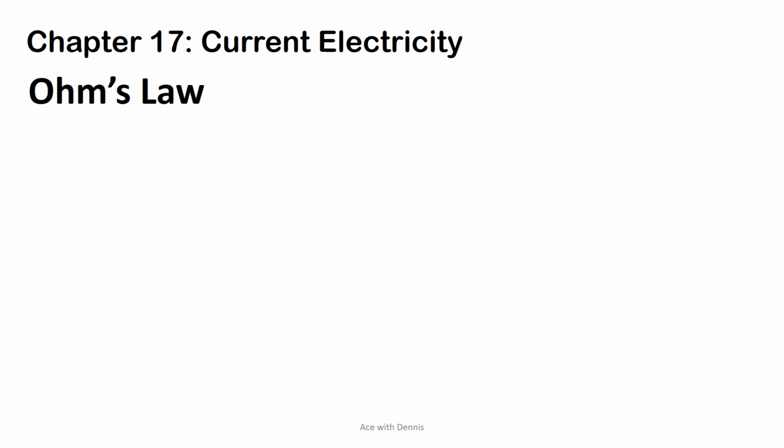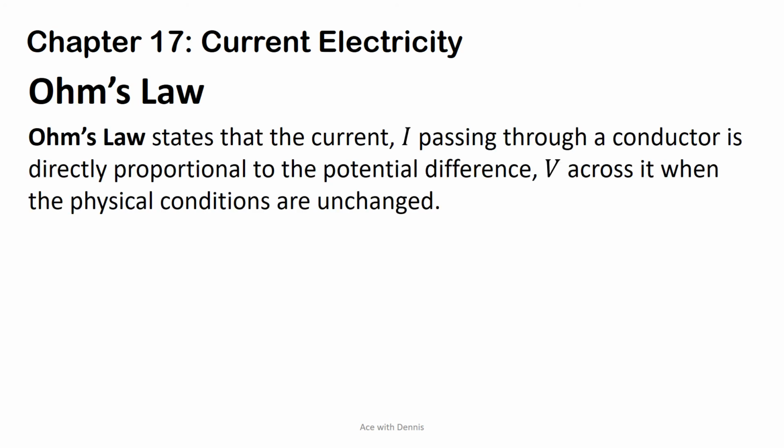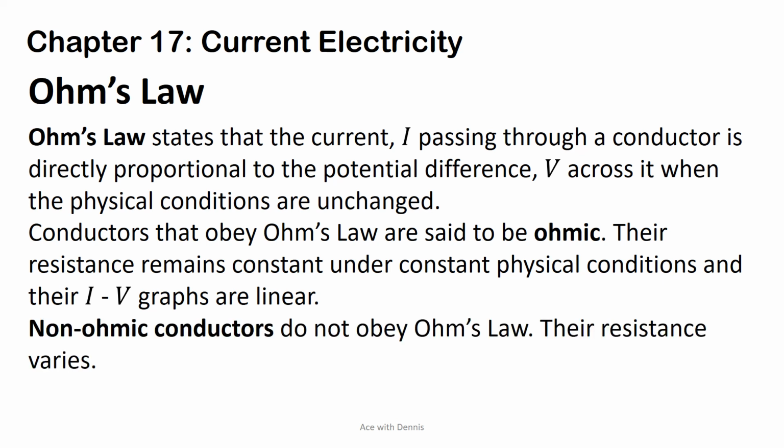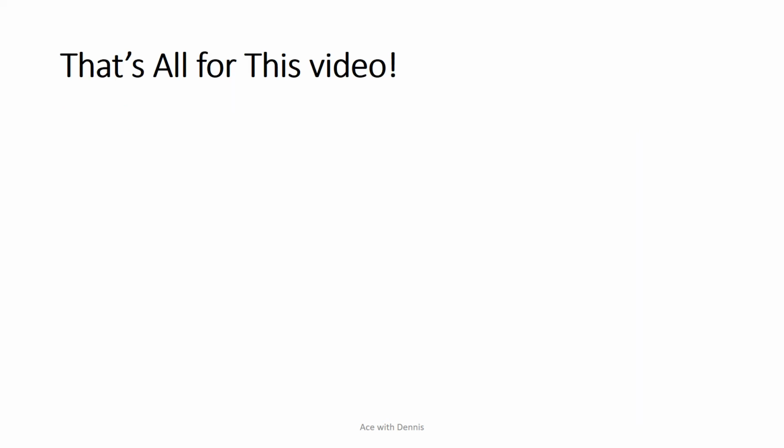Ohm's law. Ohm's law states that the current, I, passing through a conductor is directly proportional to the potential difference, V, across it when the physical conditions are unchanged. Conductors that obey Ohm's law are said to be ohmic. Their resistance remains constant under constant physical conditions and their I-V graphs are linear. Non-ohmic conductors do not obey Ohm's law. Their resistance varies.